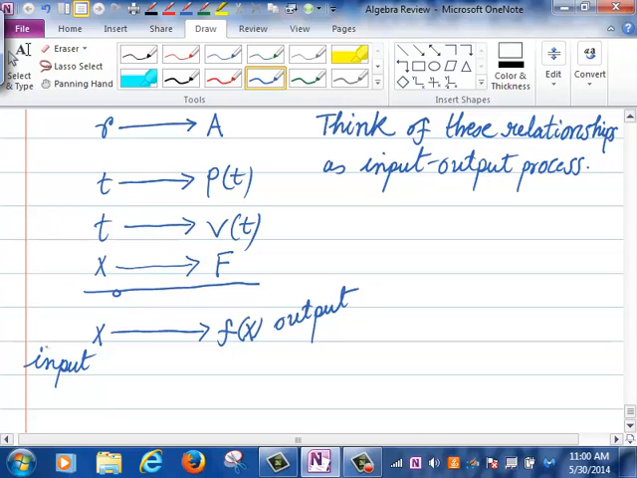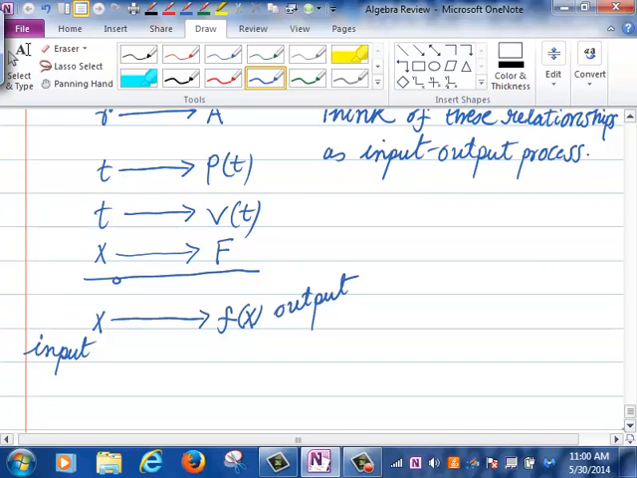So all these relationships that I told you about, radius and area, time and position, time and velocity, stretch and restoring force, all these relationships are called functions, okay? And what is a function? It's an input-output process, an input-output relationship. And what are the abstract features of these functions? Well, the abstract feature is the following. Notice that if I give you a radius, right? So let's say you are the function, okay? You are a box, okay?